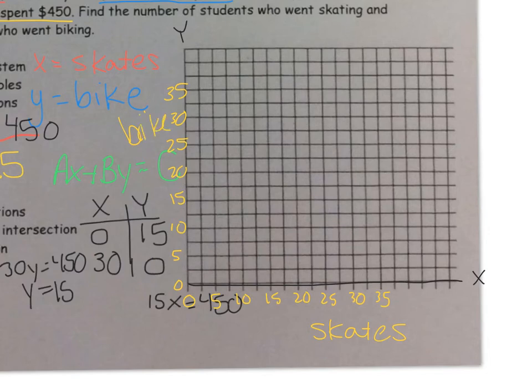Graphing that table: when x is 0, y is 15. Here's a point. When y is 0, x is 30. Knowing that it's going to come through like this. Great. Next one.